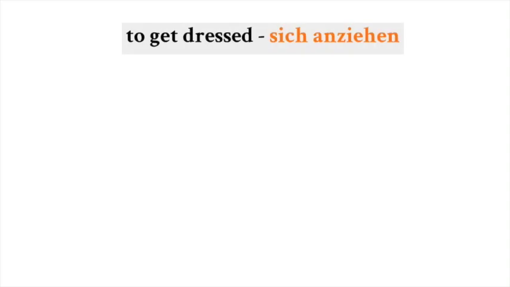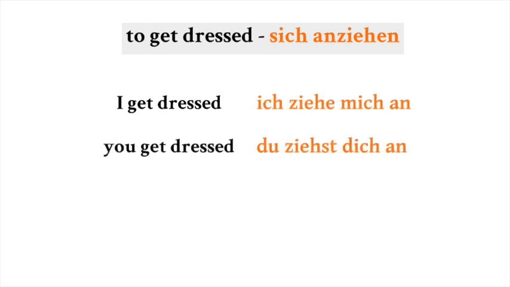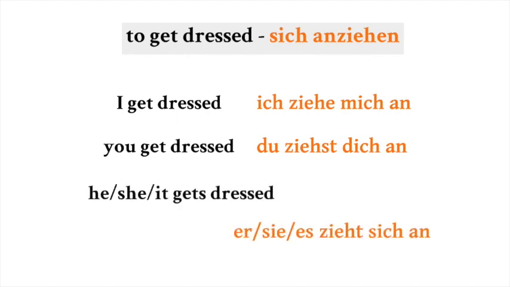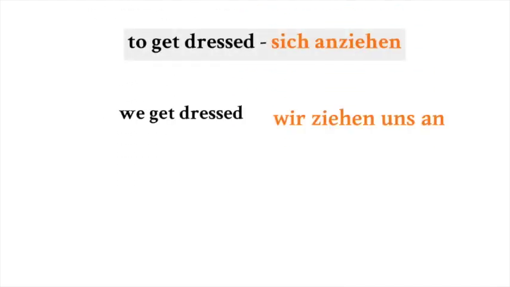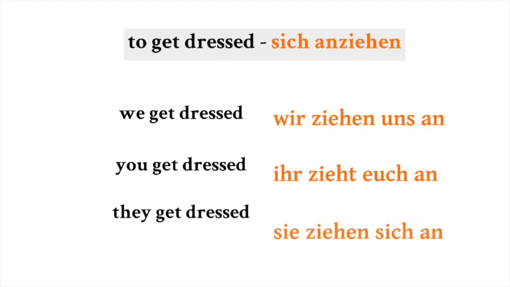Let's have a closer look at this verb to get dressed, sich anziehen. I get dressed, ich ziehe mich an. You get dressed, du ziehst dich an. He, she, it gets dressed, er, sie, es zieht sich an. We get dressed, wir ziehen uns an. You get dressed, ihr zieht euch an. And they get dressed, sie ziehen sich an.